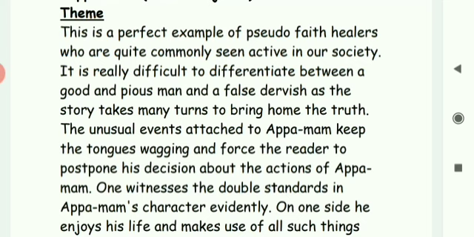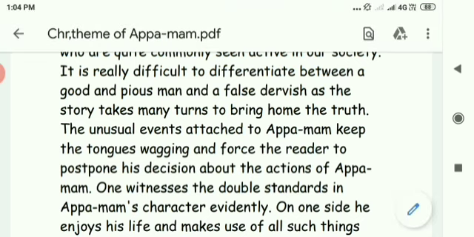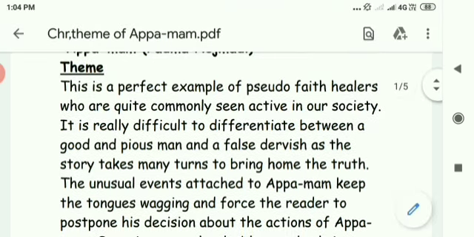These people, from one side they say we are religious people, they call themselves sannyasi, but from another side we will try to understand that they have a devil approach and they are just making a show of sannyasi hood and other things. In this particular lesson, the protagonist, who is Appa-Mam, is basically a pseudo faith healer.